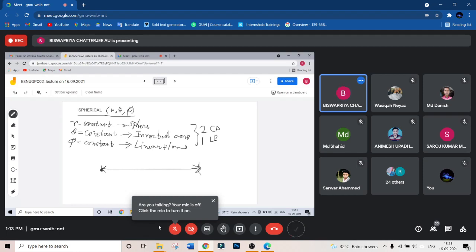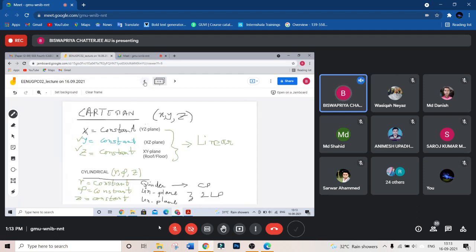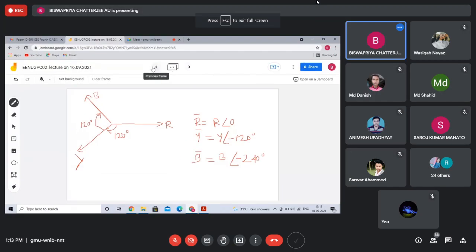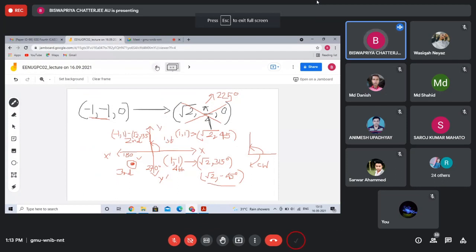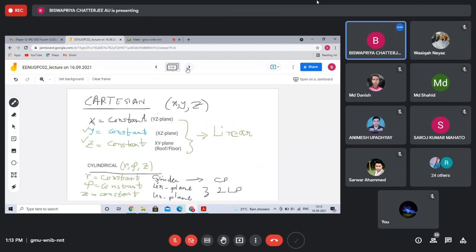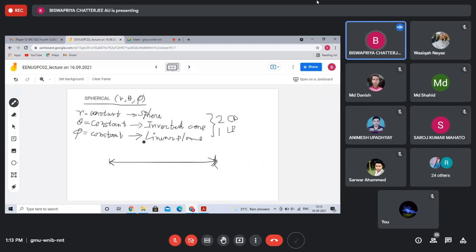Okay, so this is all for today. Today a somewhat introduction of coordinate systems has been given, and the idea of how to convert one point to another has been given. So this is all from my side.